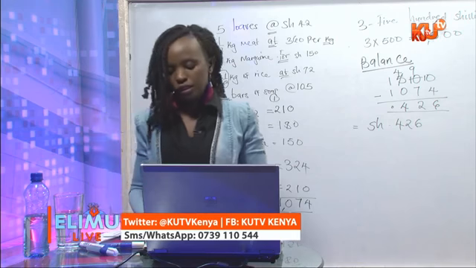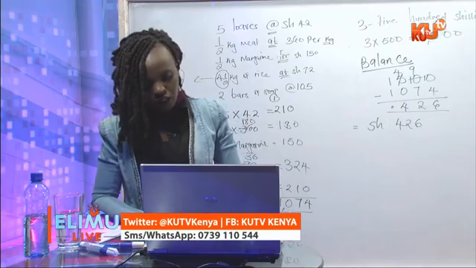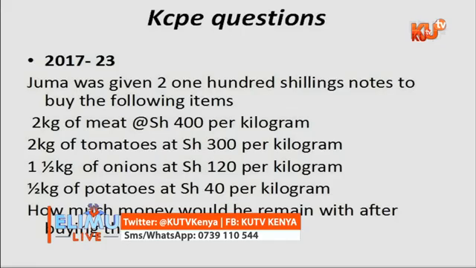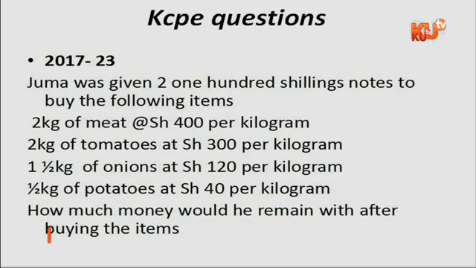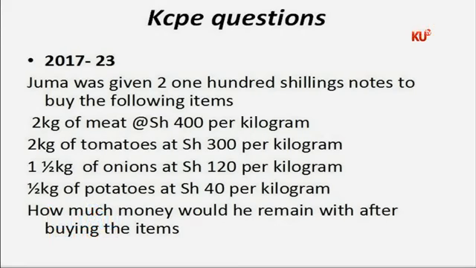Then another question is 2017, KCPE 2017, question number 23. The question reads, Juma was given 2 100 shillings notes to buy the following items. 2 kgs of meat at 400 shillings per kg. 2 kgs of tomatoes at 300 per kg. 1.5 kg of onions at 120 per kg. 1/2 kg of potatoes at 40 shillings per kg. How much money would he remain with after buying the items?